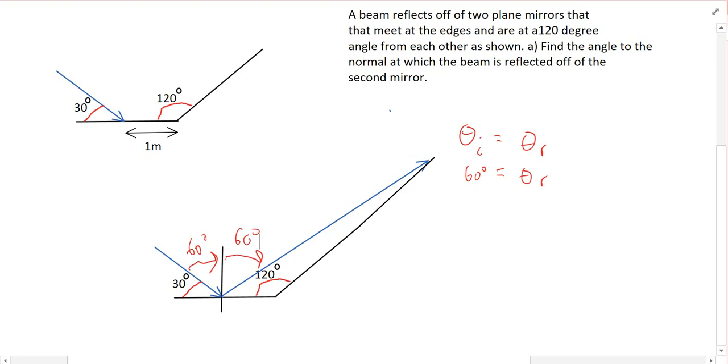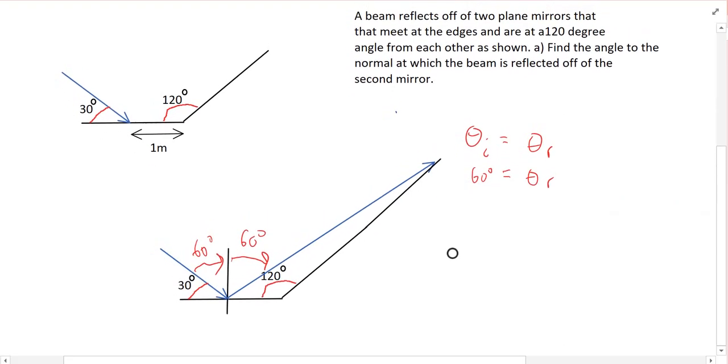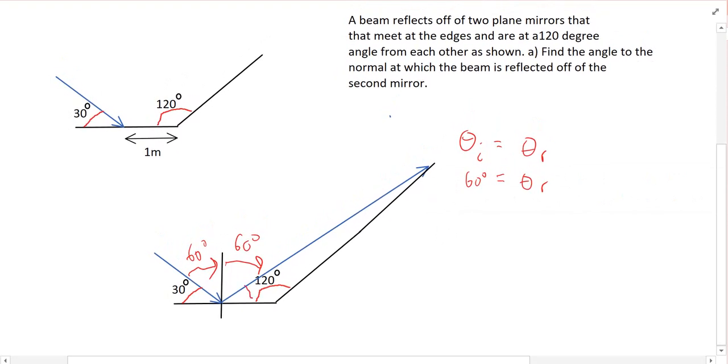Okay, so how are we going to figure out what the angle is with that other mirror? Well, just like both the reflected and incident angles are 60, we know that both of these angles with the surface itself are 30. That angle is 30 right here.